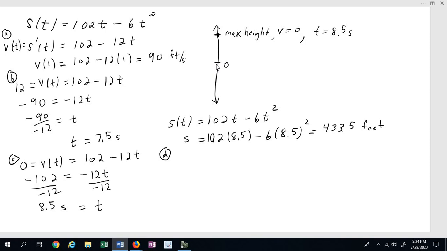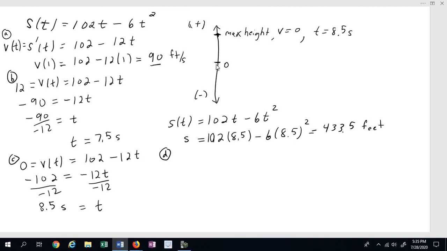Now, speed is the absolute value of the velocity. And the reason we take the absolute value is because when you have a velocity function like this, you can get positive and negative values for velocity. If a velocity is positive, it means it's moving in the positive direction on the number line, whereas if you get a velocity that's negative, it means it's moving in the negative direction. So for example, here we got 90 feet per second for the velocity. That means it's moving upward towards the positive side at 90 feet per second.